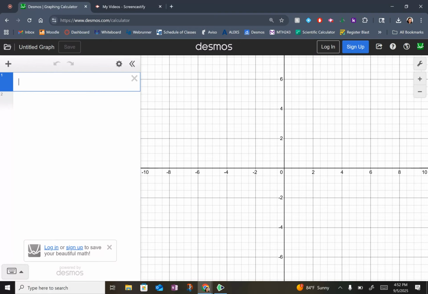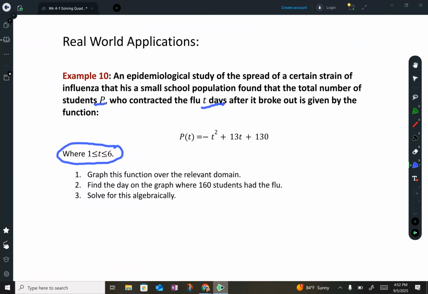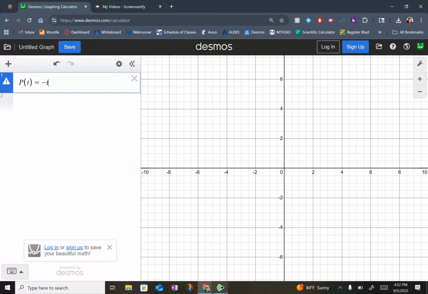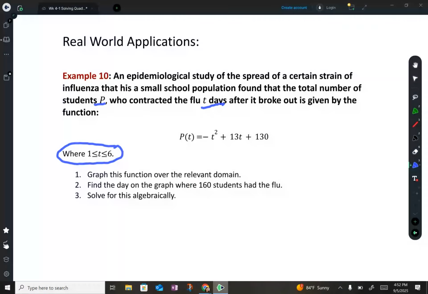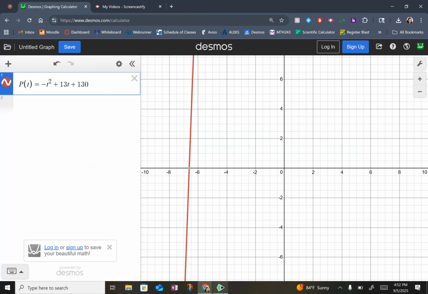Hang on a second here. P of T equals, and I already forgot it. Let's just look it up again really quick. Minus T squared plus 13T plus 130. Let's see, is that right? Minus T squared plus 13T plus 130. And we're interested in the values between 1 and 6.